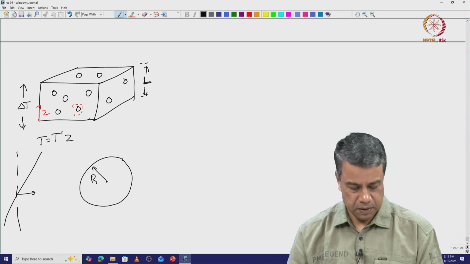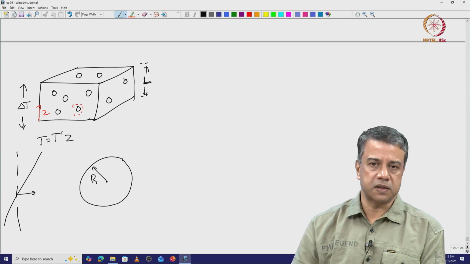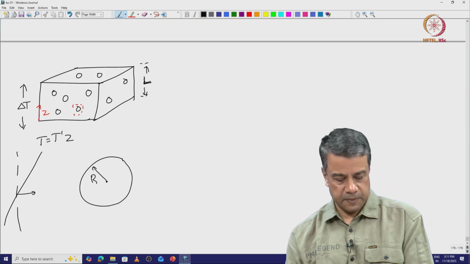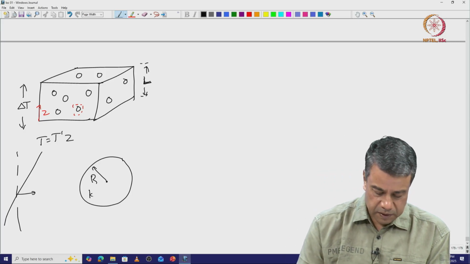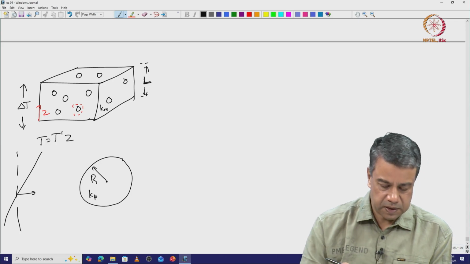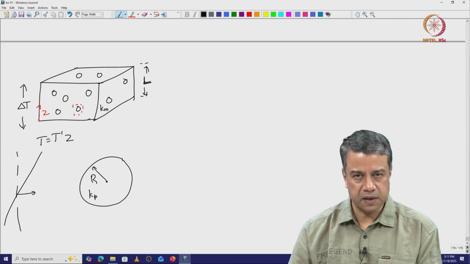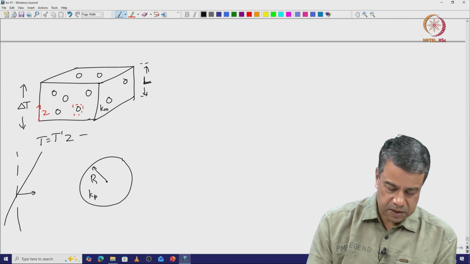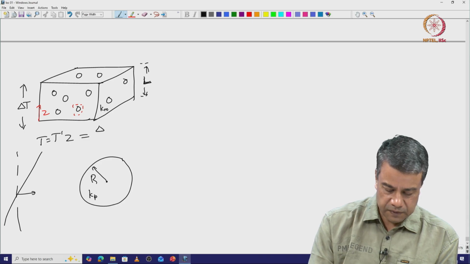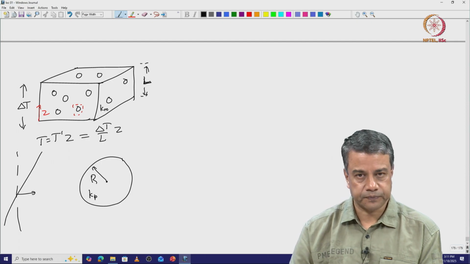And I had told you that you can add a constant temperature, it makes no difference as far as the flux was concerned. The particle thermal conductivity is Kp, matrix thermal conductivity is Km, and this T prime is basically equal to the difference in temperature divided by L times Z. That is the temperature gradient far from the particle.